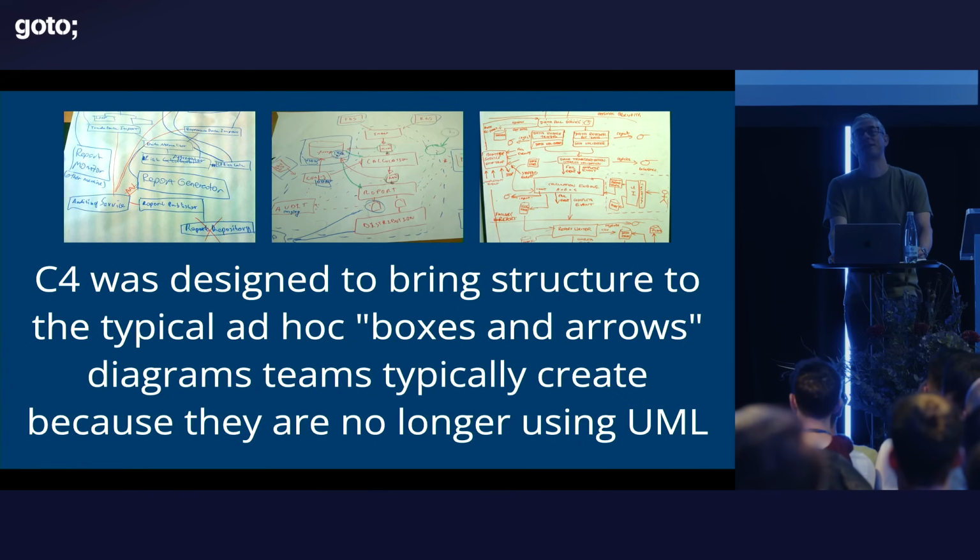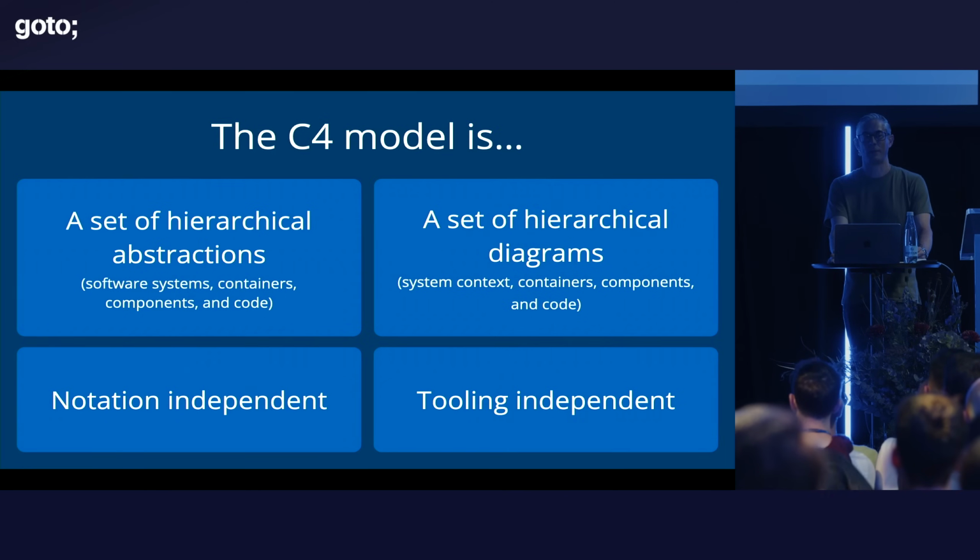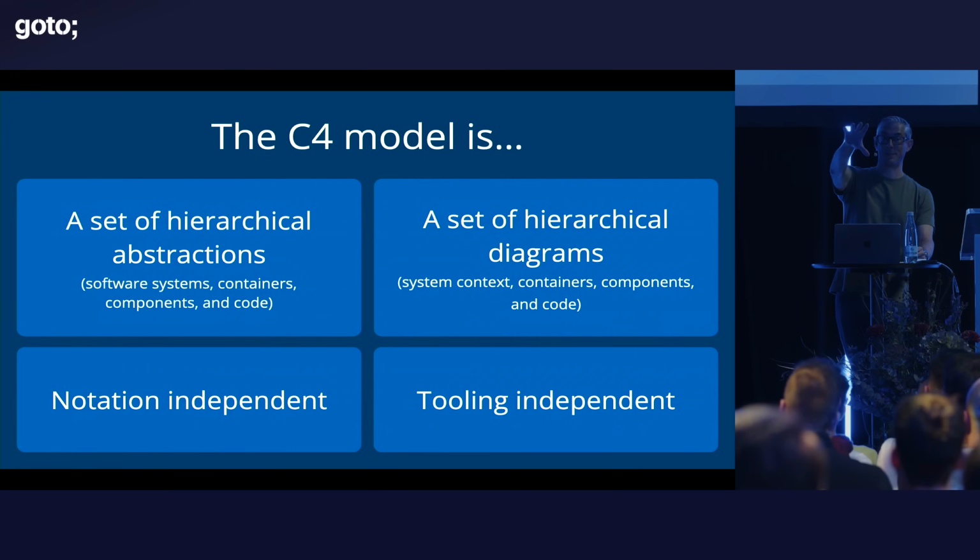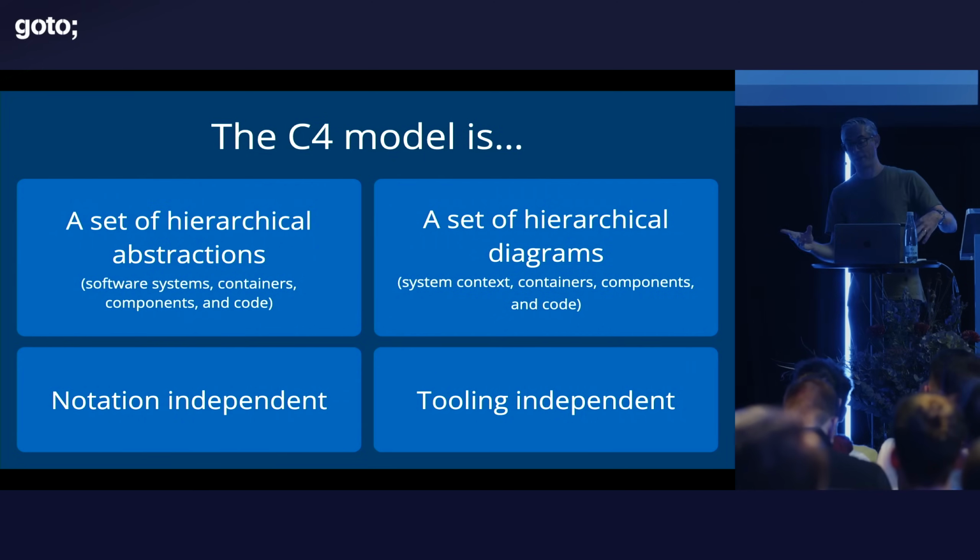If you break C4 down into its constituent parts, it's actually very simple. C4 is a set of hierarchical abstractions. There are 4 of them. There's a set of hierarchical diagram types, there are 4 of them, plus some other diagram types I'll mention later. It's notation independent, so I'm not dictating a notation here, and therefore it's also tooling independent. So that's C4 in a nutshell.